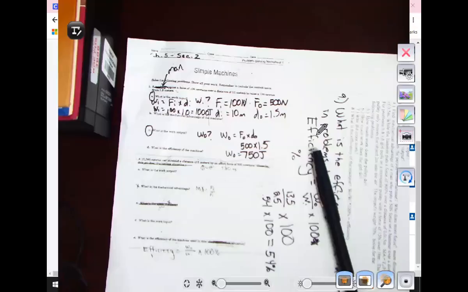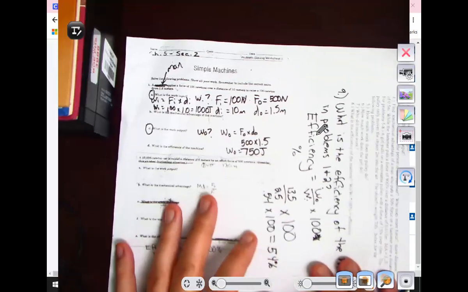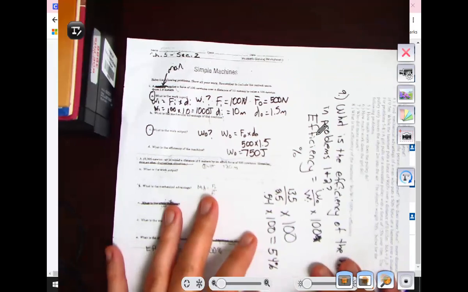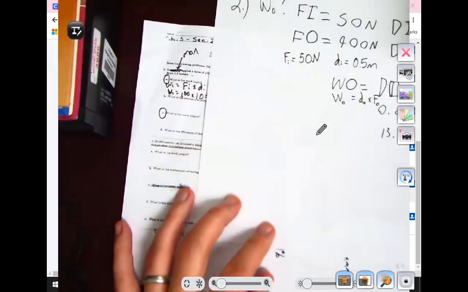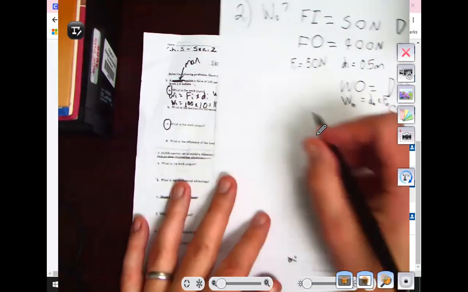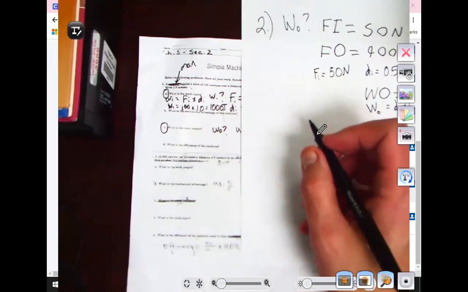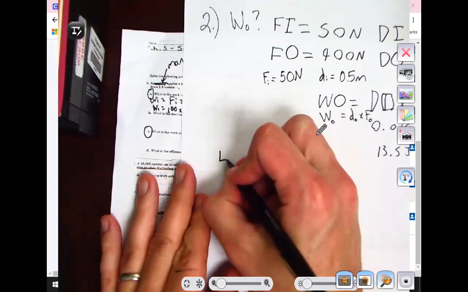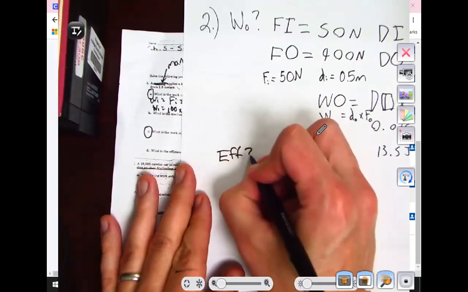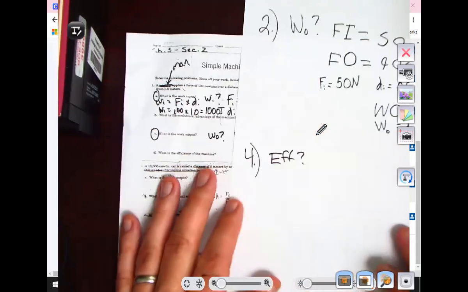I'm going to call on one in just a minute here. Jaslyn, would you help me walk through this problem here? All right, Jaslyn, it says, what is the efficiency of this machine? So what are we looking for? Mm-hmm. So we're looking for efficiency with a question mark. This is number 4.